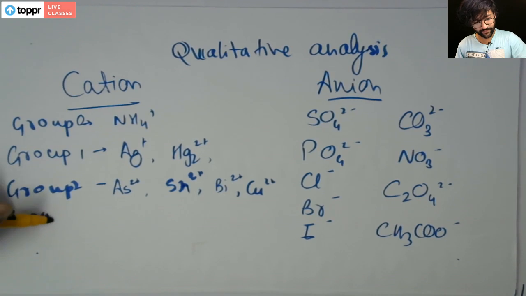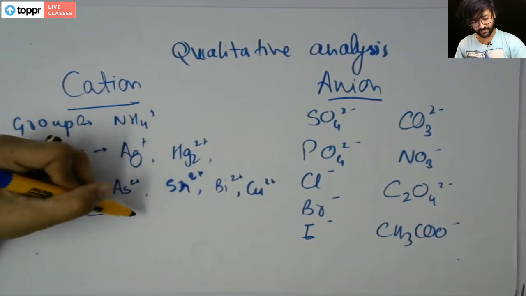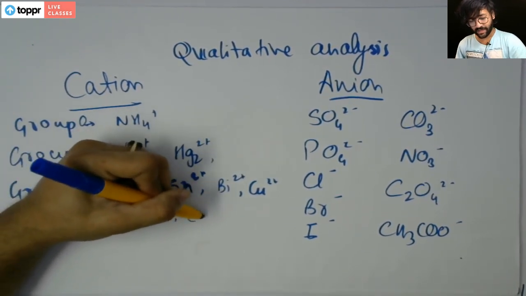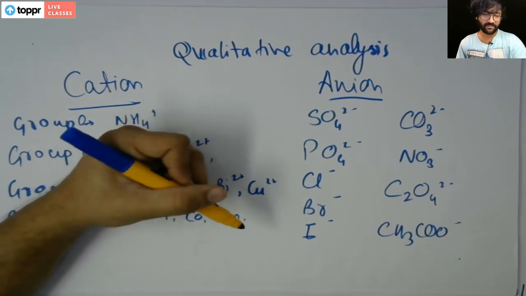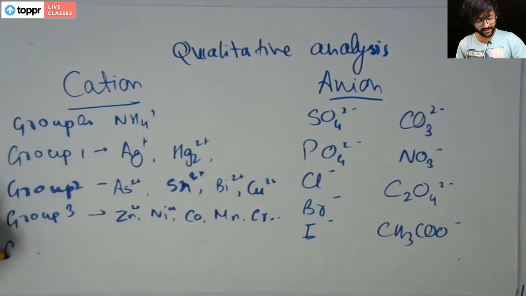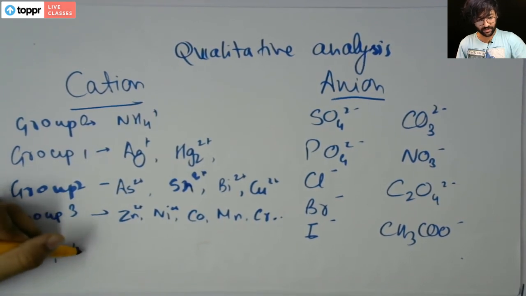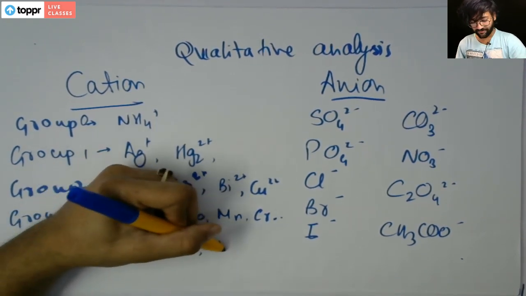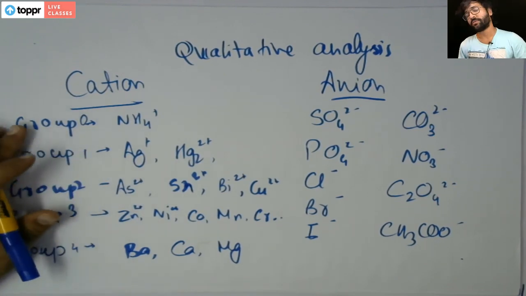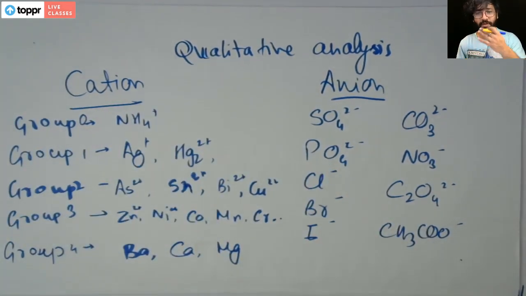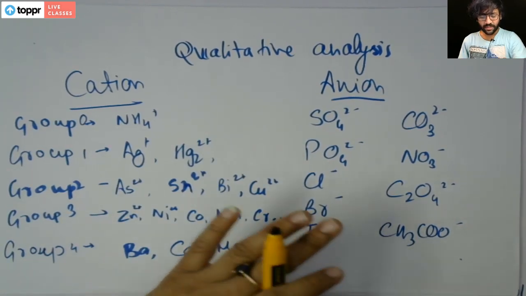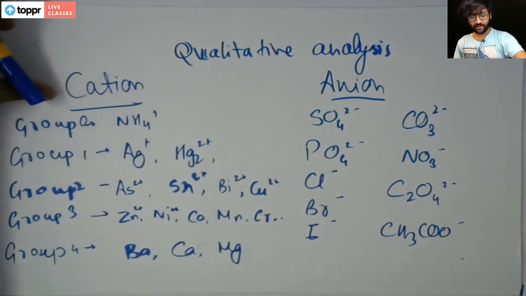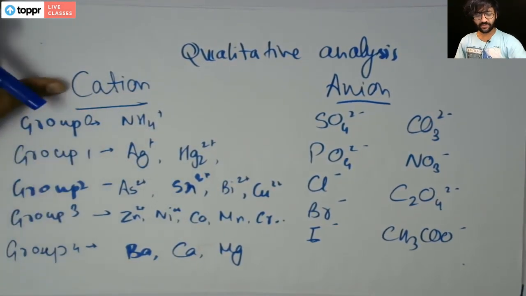For group 3, we have zinc, nickel, cobalt, manganese, chromium, and so on. Similarly for group 4, we have barium, calcium, and magnesium, right? So we have to analyze all these compounds, all the cations and anions in these compounds. We'll see one by one, the cations first and then the anions, so that we understand how they are generally found out.